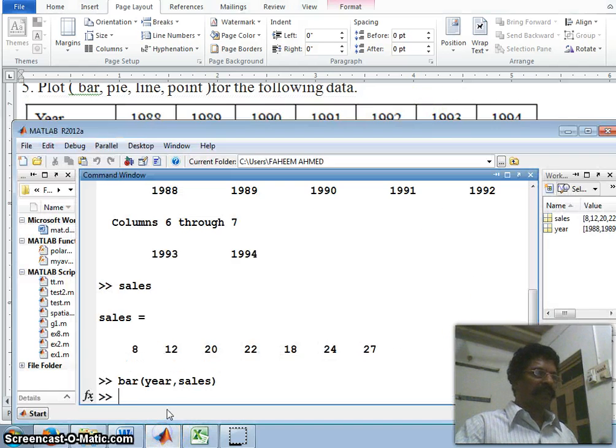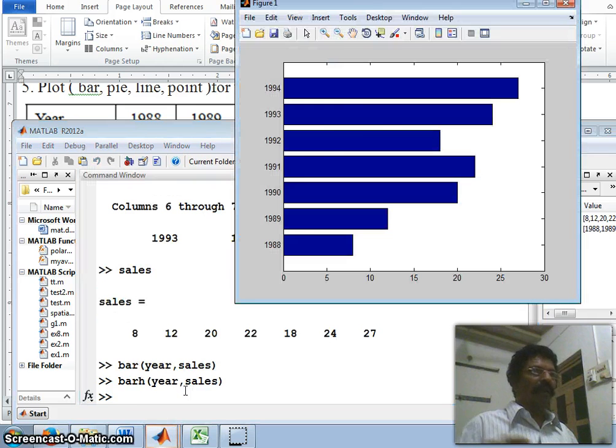I can change it another way. I can have barh, which gives me the same figure but in the horizontal direction. So here the y-axis is taken as the year and the x-axis is taken as the data of sales.